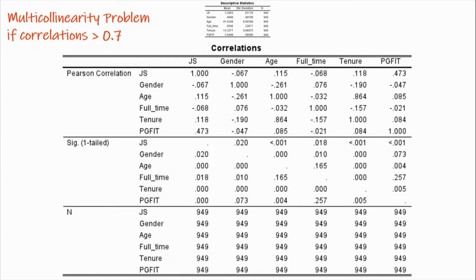Now here I see one pair of independent variables that are highly correlated, and that's between age and tenure. Not surprising, given that as you get older, your time with your organization will also grow. So for the moment, we'll just leave it as it is, and all other correlations here look reasonable. So let's look at the next table.